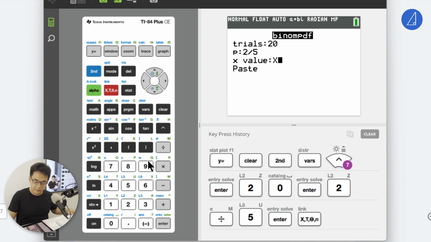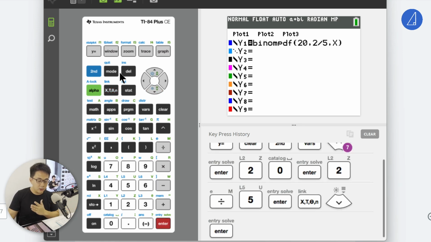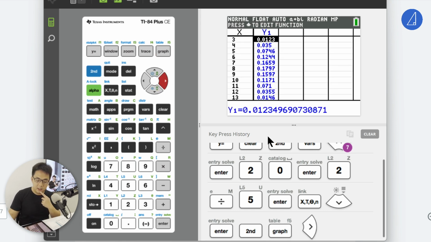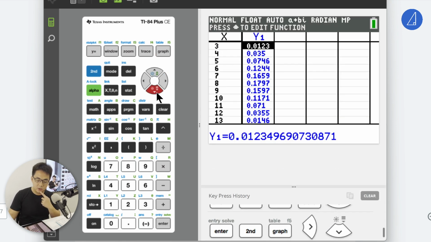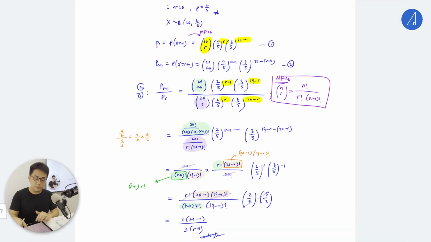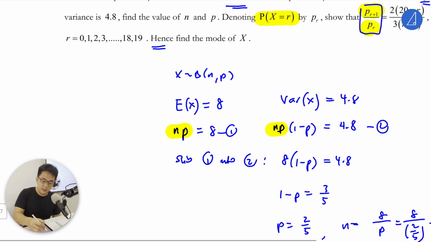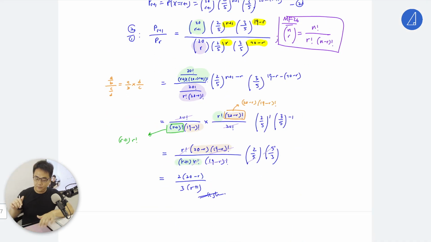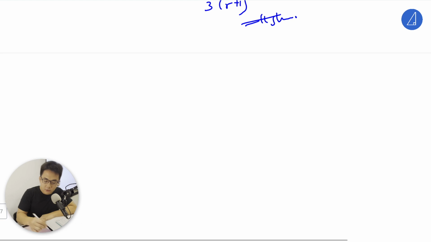So this one, X, you put in, and after that you just want to see the classes which are the most probable. Here you see that the most probable mode is actually 8. That is the most probable class, right? But the problem here is because of this word 'hence' here, which just means you cannot use the GC. Yeah, like how? Okay, don't sweat.